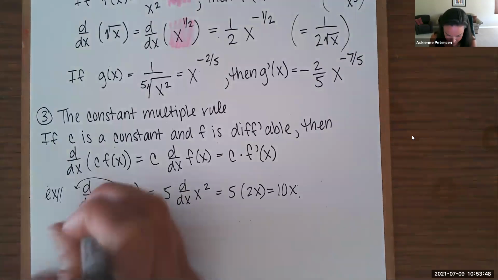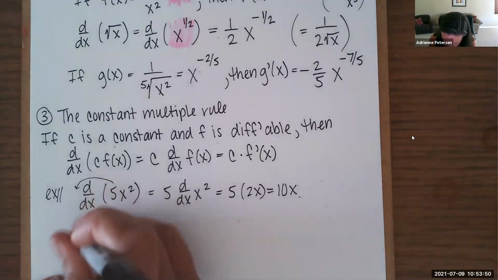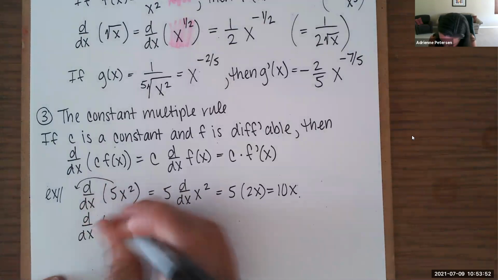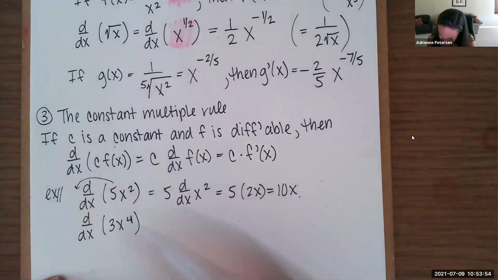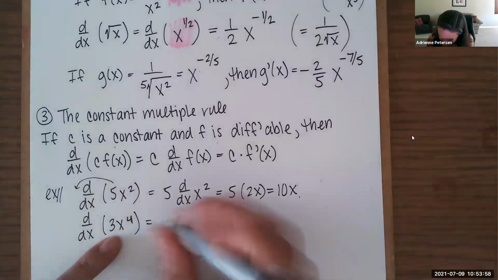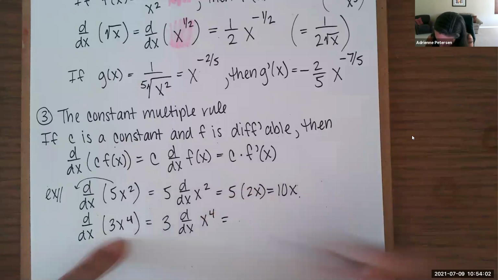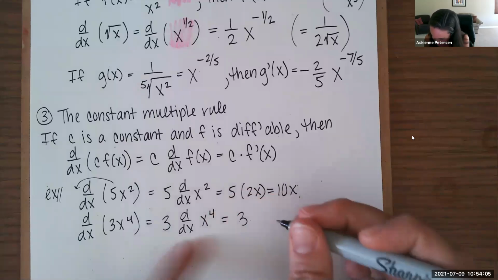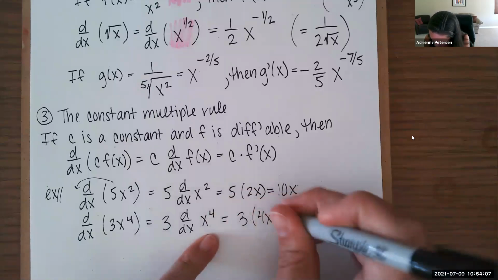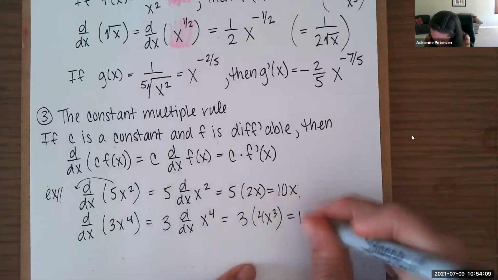We'll do one more, and again, I'll do this the long way, but you certainly don't have to write down all of these steps once you kind of get the hang of it. So let's find the derivative of 3 times x to the fourth. The constant multiple rule says I can pull the constant out in front. The derivative of x to the fourth is 4x cubed. So now we have 12x cubed.